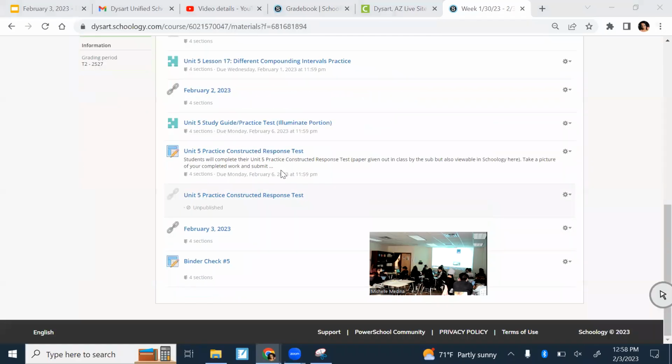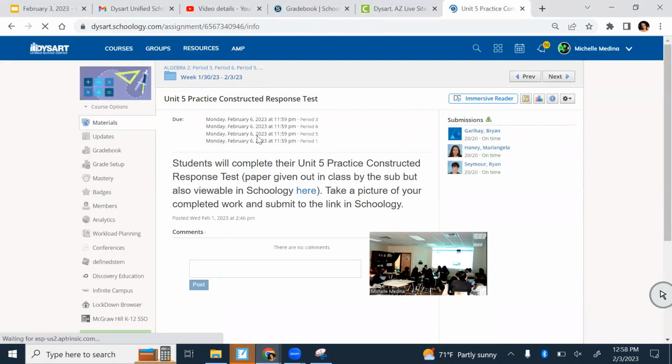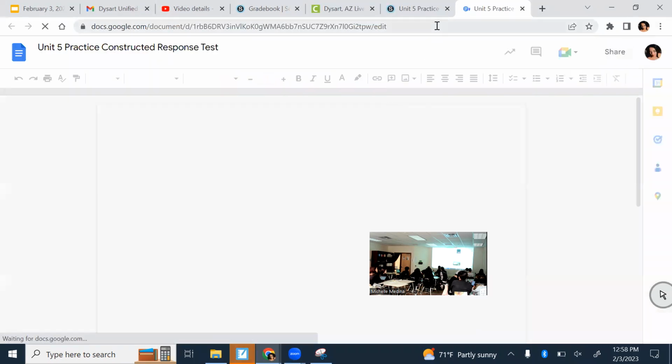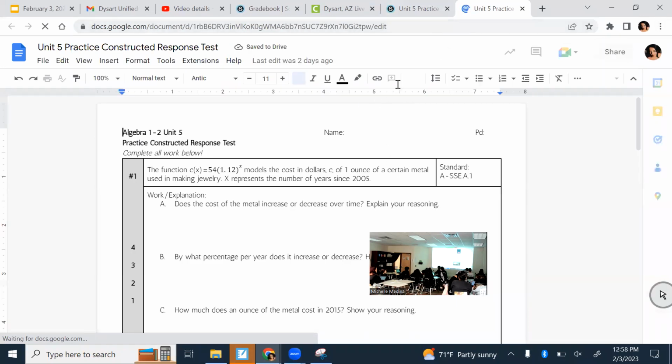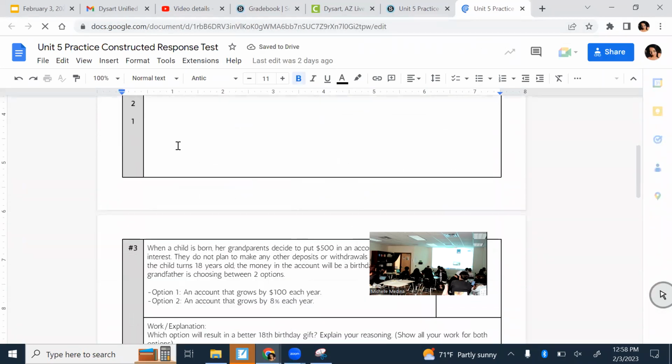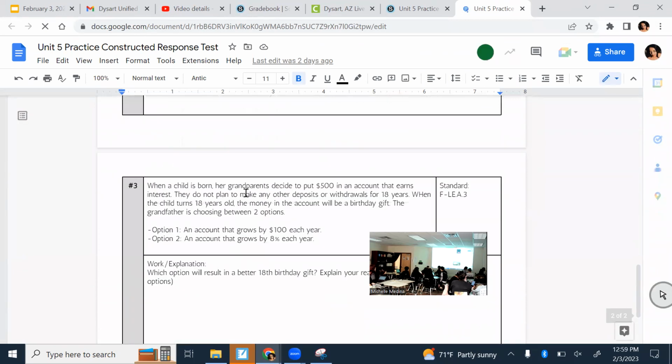Even if you didn't listen to the sub when she gave directions, you should have gone to Schoology and looked at the directions. One of them is this assignment, the Unit 5 practice constructed response test. Students will complete this paper given out in class by the sub, but also viewable here. That way you don't necessarily need the papers if you're ever absent. It's literally only 3 problems, so you can do it on your own paper.